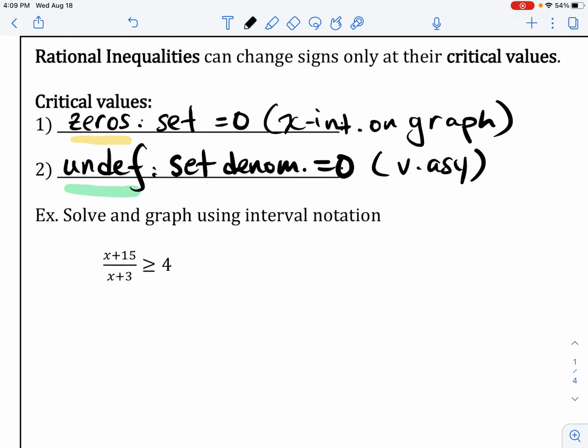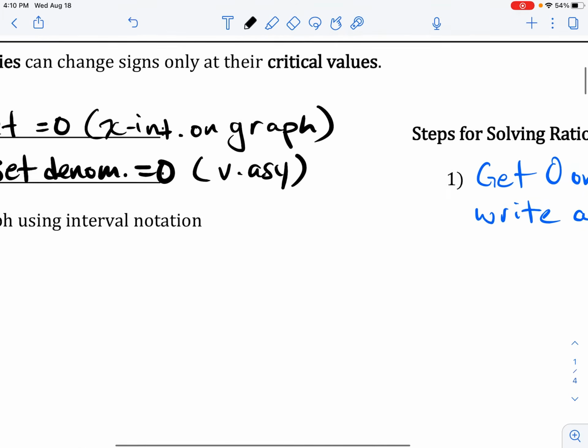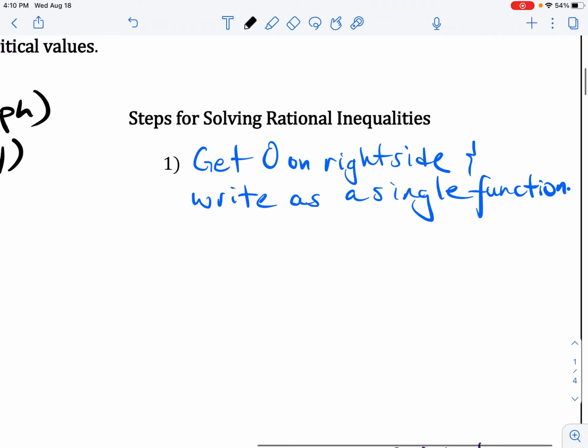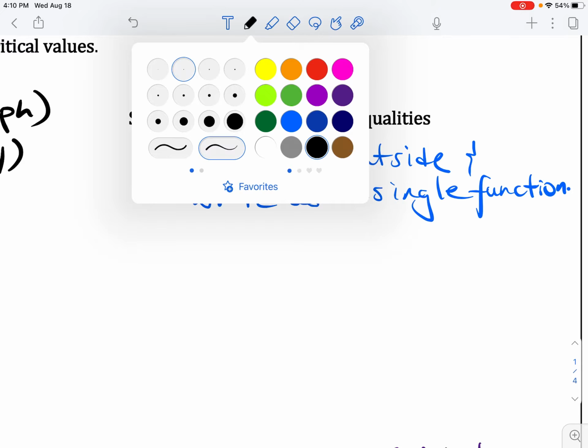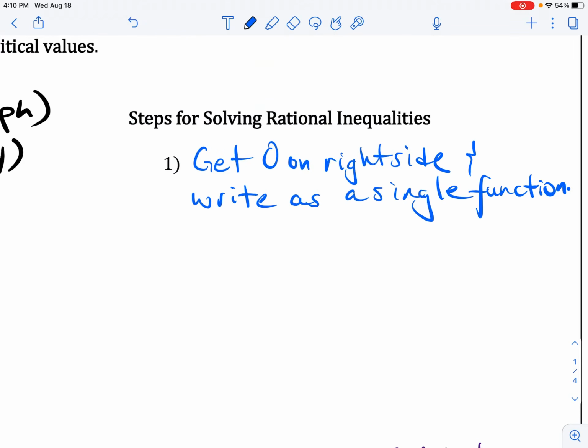So take, for example, this problem, where I ask you to solve and graph this inequality using interval notation. Notice I've got a variable in the denominator, so this is a rational inequality. The first thing I recommend doing when you're solving a rational inequality is to get 0 on the right-hand side and write this as a single fraction. So let me go ahead and do that.